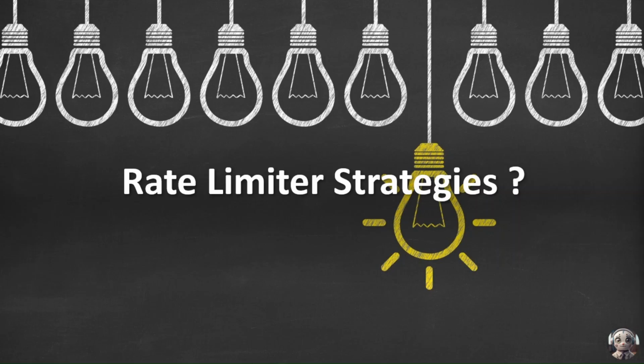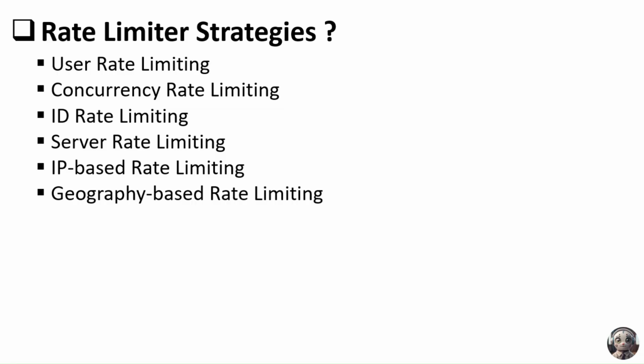Rate limiter strategies? Rate limiter strategies are different methods used by the system designers to control the flow of requests to a system, ensuring that it doesn't get overwhelmed. Strategies refer to the overarching approach or method used to decide how and when to limit requests. A strategy defines the overall plan or concept for rate limiting.